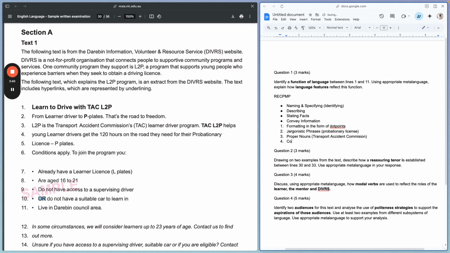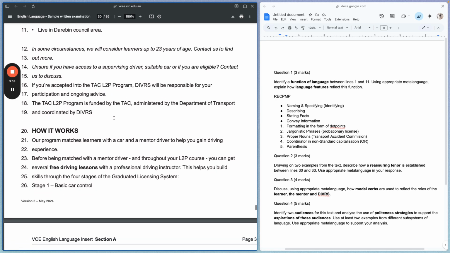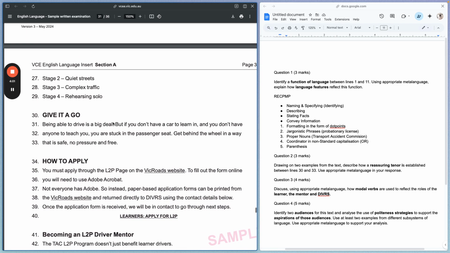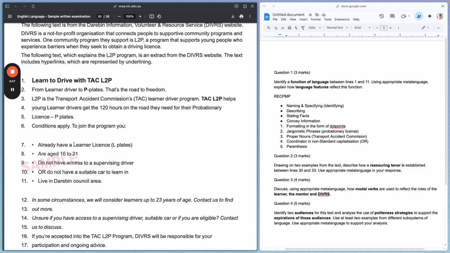So we can talk about the coordinator in non-standard capitalization, or you can even think about parentheses here. They say learner license, and then they say L plates in brackets. Whatever it is, they give you the full form of it first, and then in brackets, they give you the shorthand form of it. That's also conveying information about the shorthand and what the shorthand means. So the parenthesis is also a good feature.